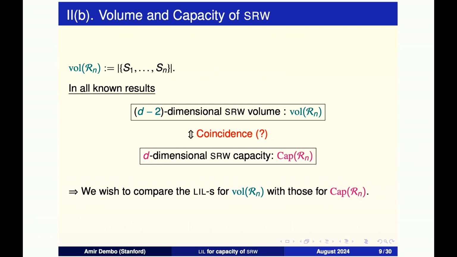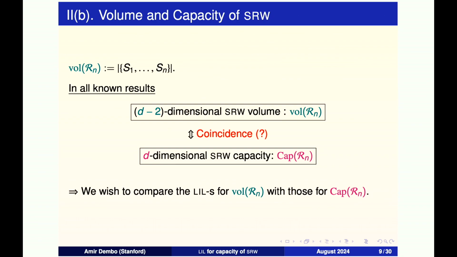And in all known results, you have the following meta-theorem. You look at the theorem, the asymptotics for the d-2-dimensional simple random walk volume. You look at the theorem for the d-dimensional simple random walk capacity, and it's the same theorem, essentially. Modulo constants, but the same scale, same type of result. I will show you the list, and you will get to appreciate. And the big question is whether this is coincidence.